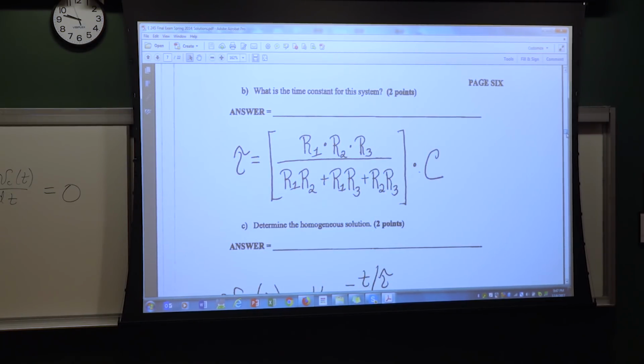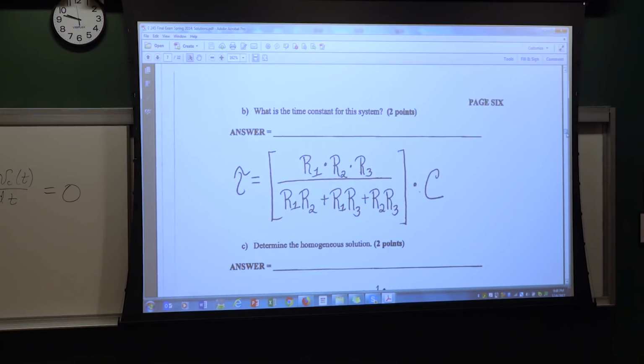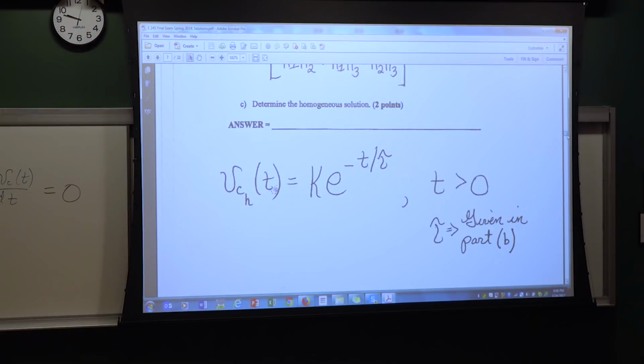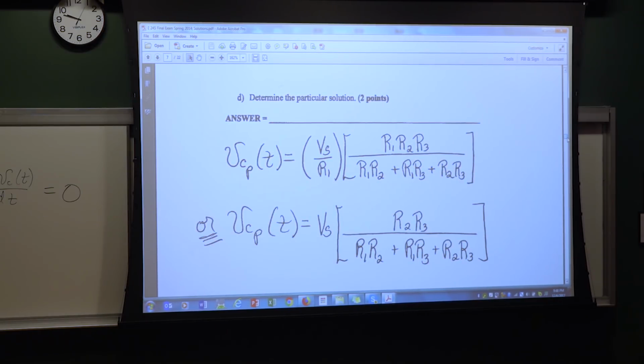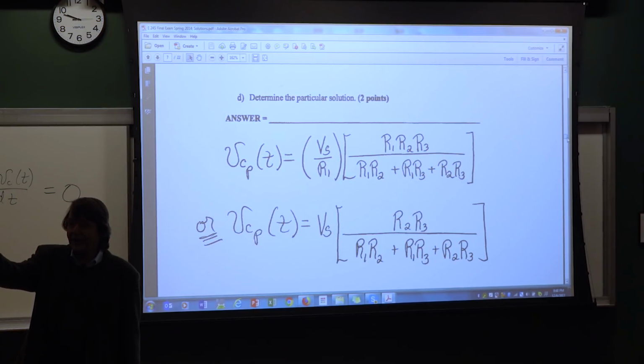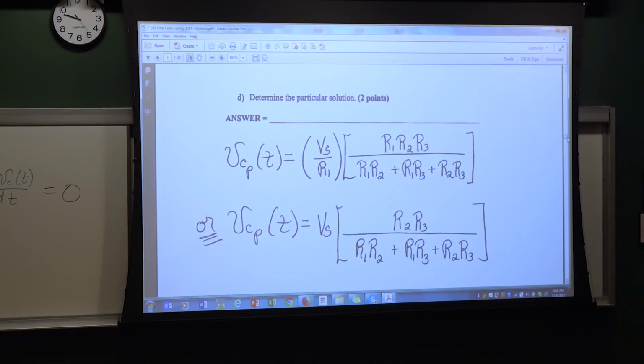Yes, look at this. Five or six points as a gift. Tau, homogeneous solution, and the particular solution. Six points. Boom, boom, boom. Easy. We're good? I sense a question from my colleague. We're good? We're good. She's good? We're good? Okay. Absolutely.